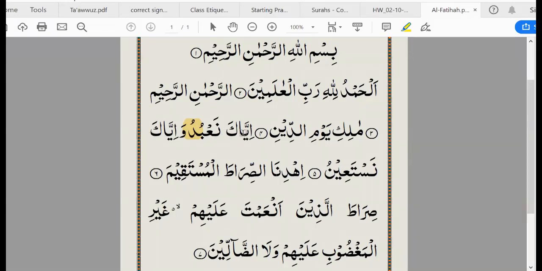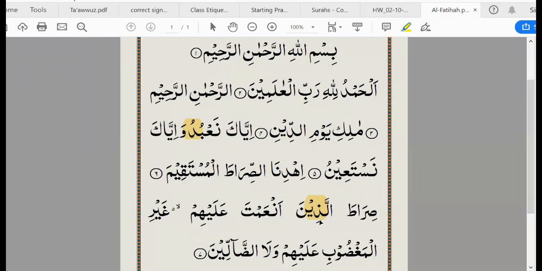Yeah. Can you recite this verse again? Okay, well done.